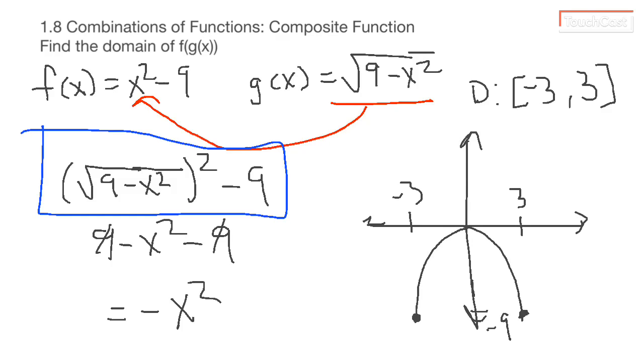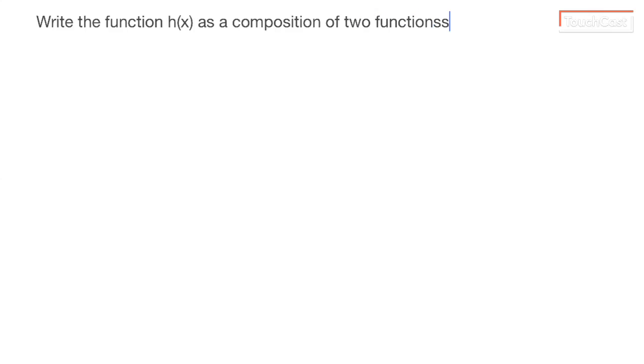Alright, let's look at one final example where we are going to decompose a function. We are going to write the function h of x as a composition of 2 functions. And h of x is going to equal 1 over the quantity x minus 2 squared.